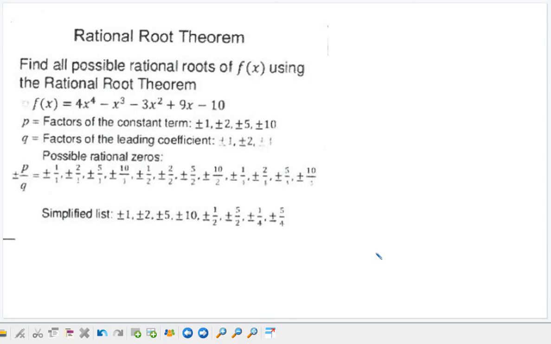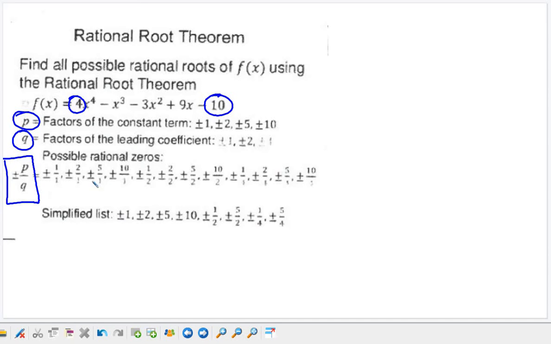So the rational root theorem, this is how we get our list of possibles, okay? So here is p, the factors of p, plus or minus 1, 2, 5, and 10, the positive and negative, and q is the leading coefficient, and we want the factors of it. All of my possibles come from putting all of the factors of p over all of the factors of q.